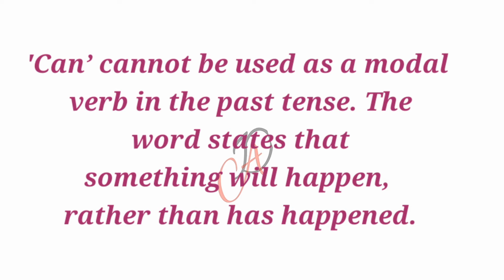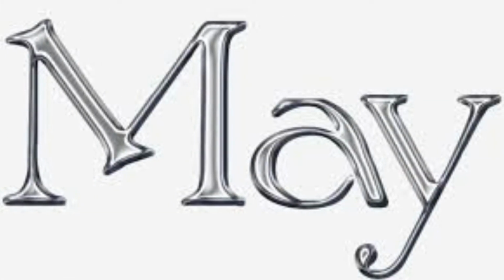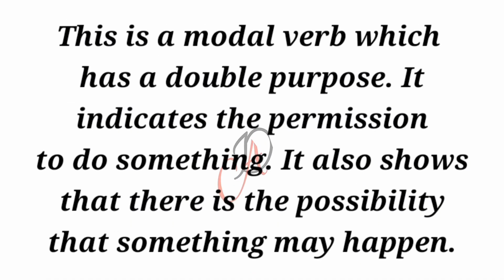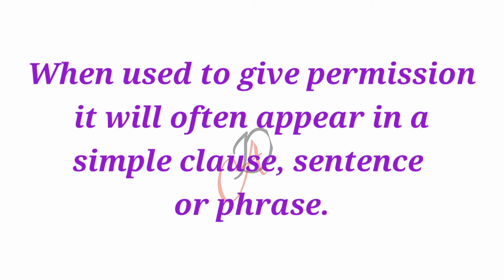Okay, let's move on to the next one, that is may. This is a modal verb which has a double purpose. It indicates permission to do something, and it also shows that there is a possibility that something may happen. When we use it for giving permission, it will often appear in a simple clause, sentence, or phrase. For example, you may pay my fees on my behalf.